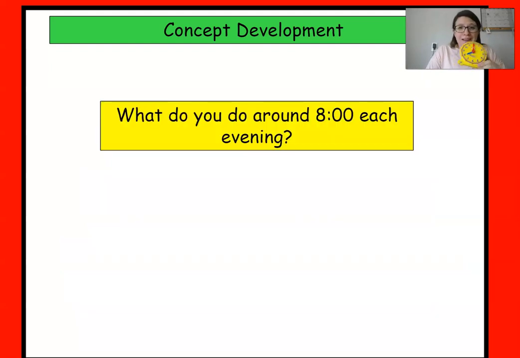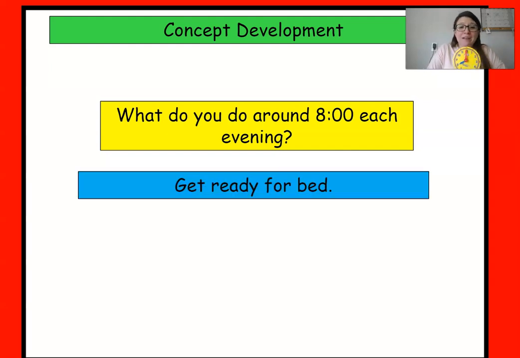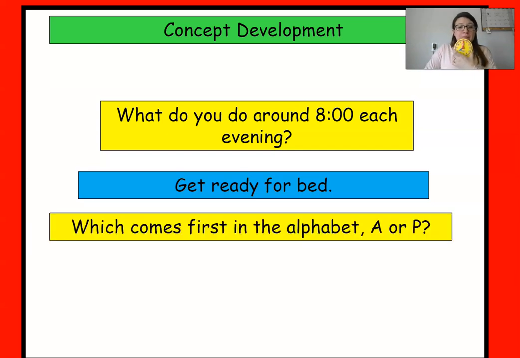What do you do around 8 o'clock at night, which is a very different time? Yeah, maybe you're getting ready for bed. Maybe that's the time you're hanging out with your family. Maybe that's when you're reading books. Maybe that's when you're watching your TV show. 8 o'clock in the morning and 8 o'clock at night are very different times, even though on a clock like this, they look the same.